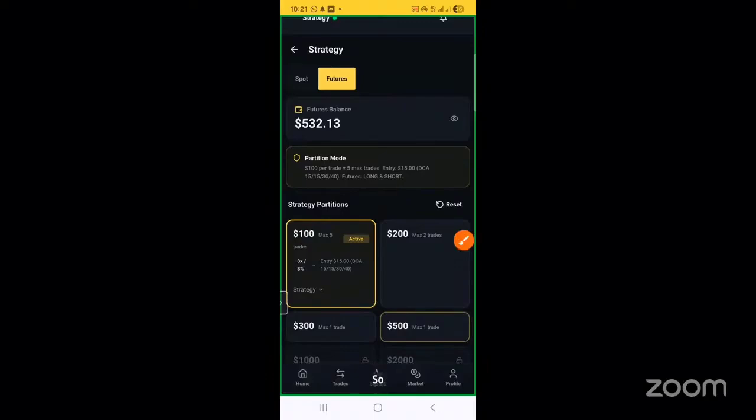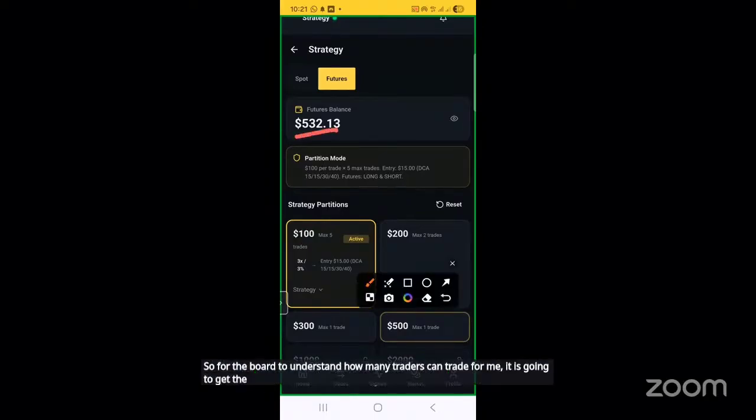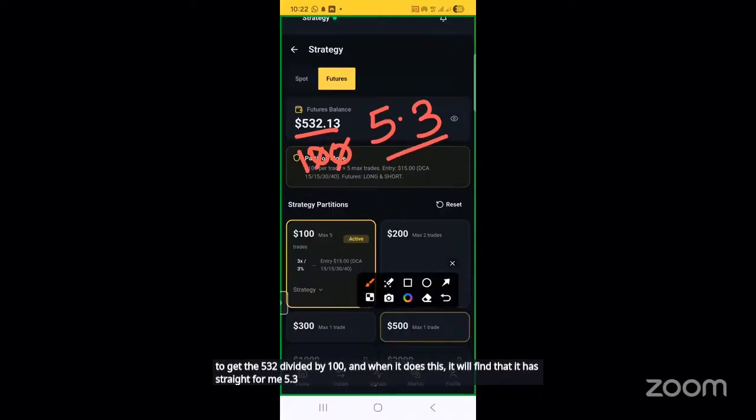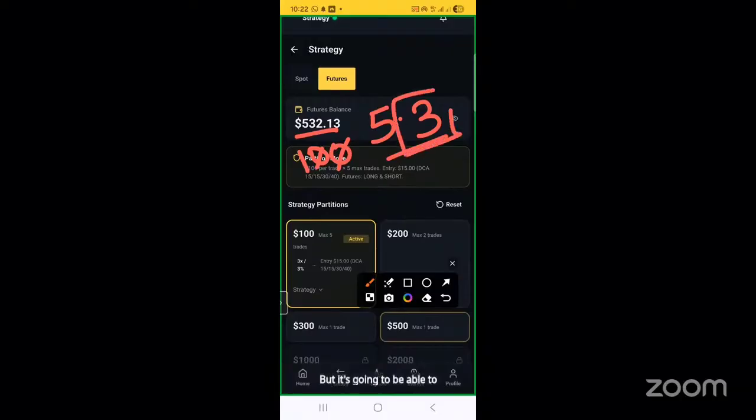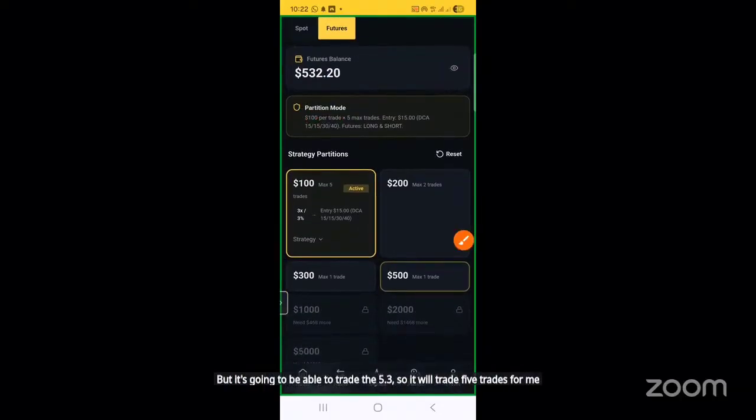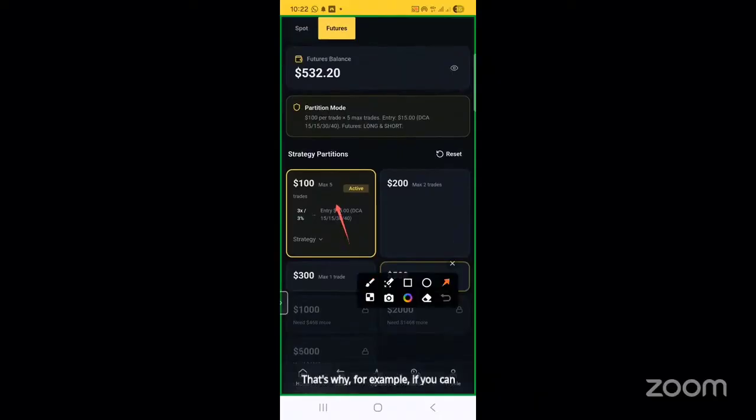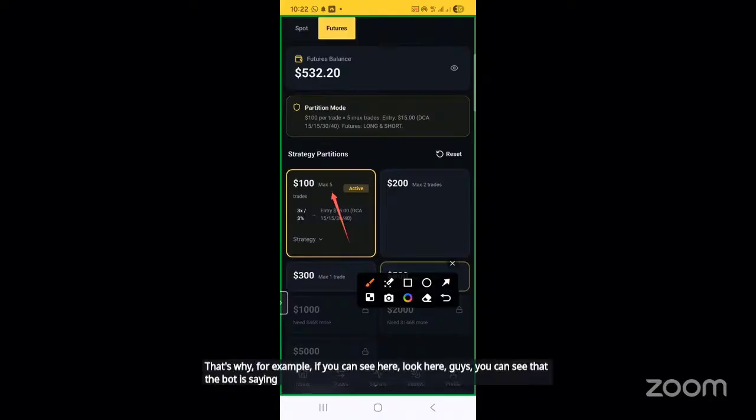So for the bot to understand how many trades it can trade for me, it is going to get 532 divided by 100. When it does this, it will find that it has 5.3 trades for me. But it cannot trade 5.3, so it will trade 5 trades for me. That's why, look here, guys, the bot is saying that with your $532, if you choose the $100 partition, I can trade for you a maximum of 5 trades.